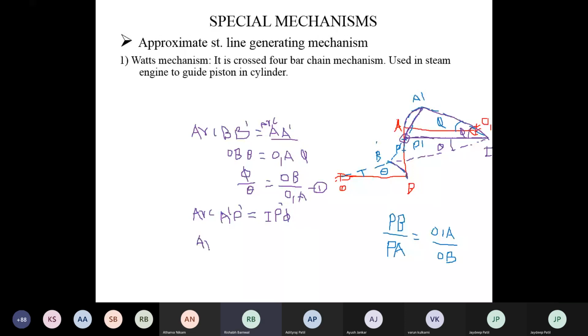Arc B dash P dash is equal to. Now see in the figure, arc B dash P dash कहाँ पे है? यहाँ पे. This is arc B dash P dash. So you have to consider this triangle. Correct. B dash I P dash is the triangle. What you will get here? Arc, क्या आएगा? Again, what is the radius of that arc? I is the center of rotation. IP dash into theta.